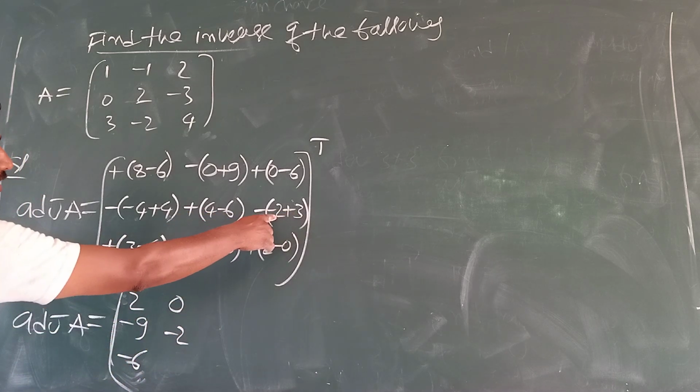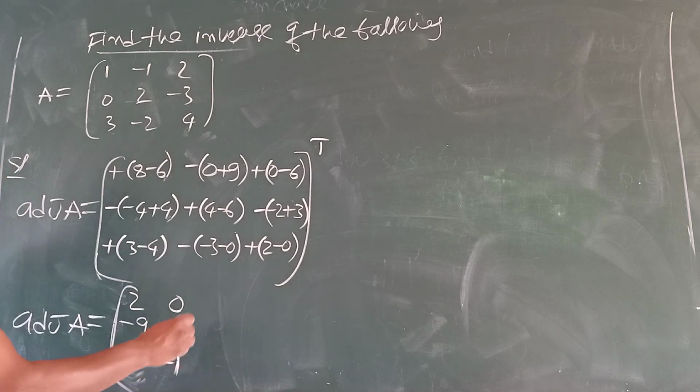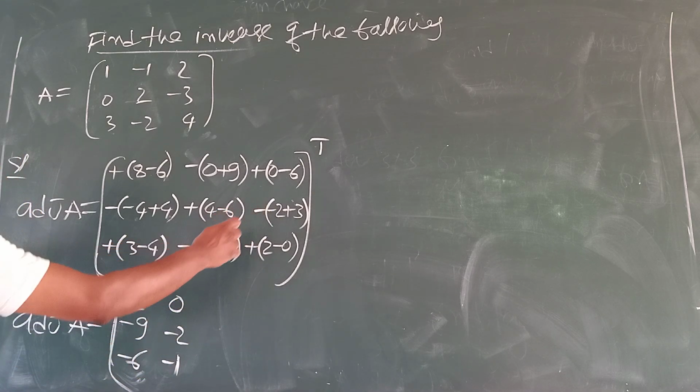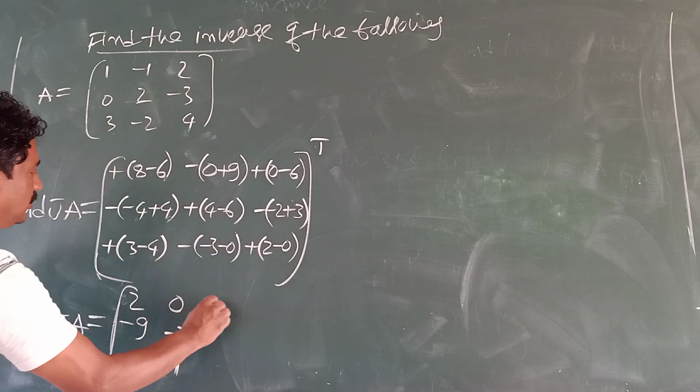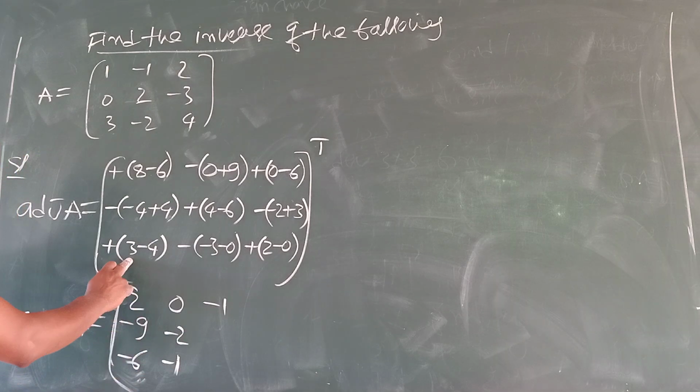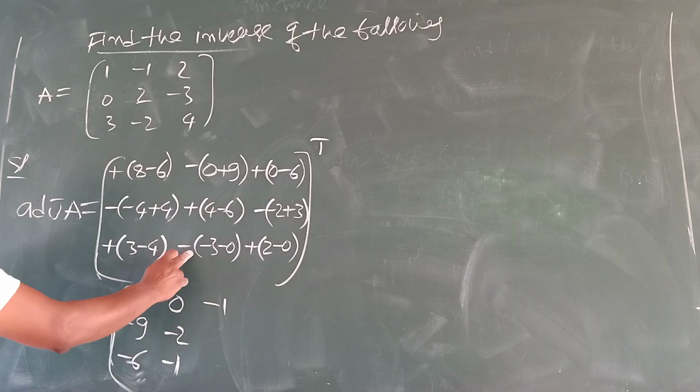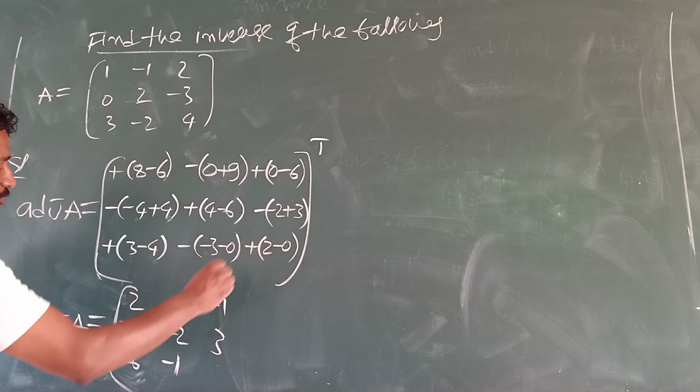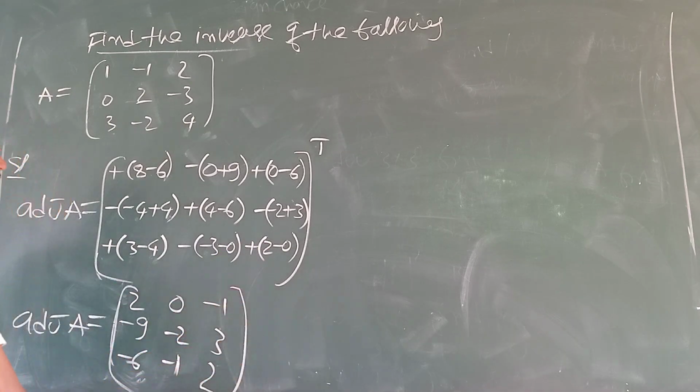3 minus 2 1 we have minus 1. 3 minus 4 minus 1. Minus 2 minus plus 3. 2 minus 0 2. We got adjoint.